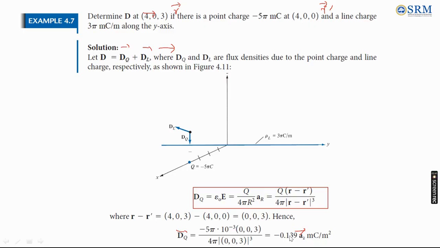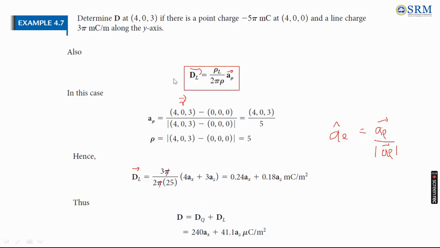Simplifying, since the x and y components are 0, I will get only the z component of the vector, z cap millicoulomb per meter square, because electric flux density is charge per surface area, right? So coulomb per meter square I will get. It is millicoulomb here, since we have taken the computation like that. And we have found one part.